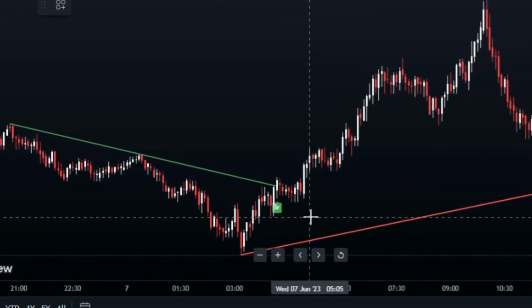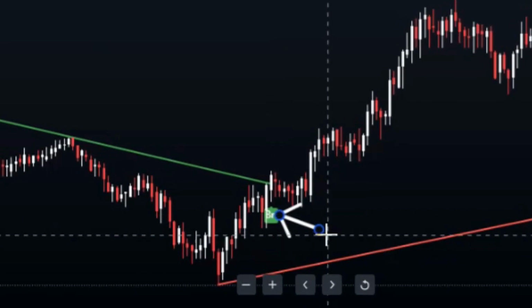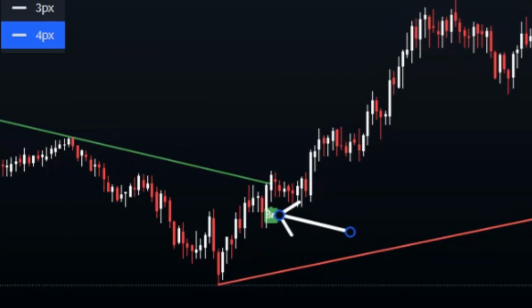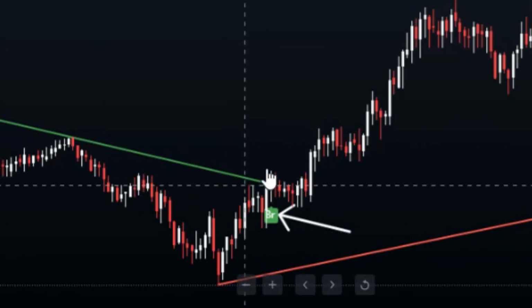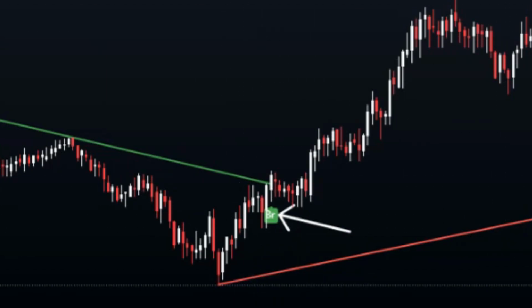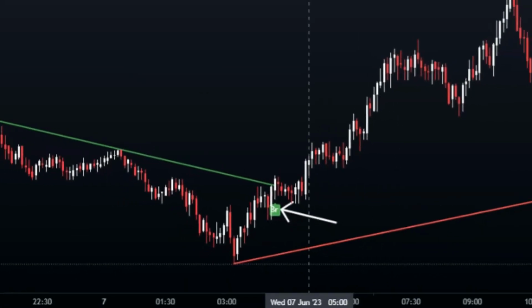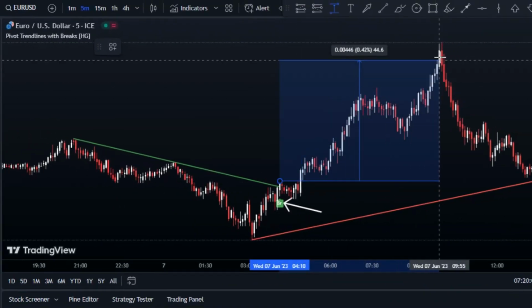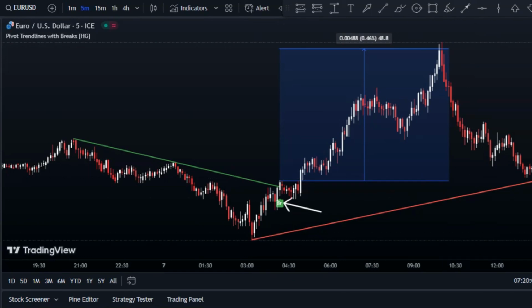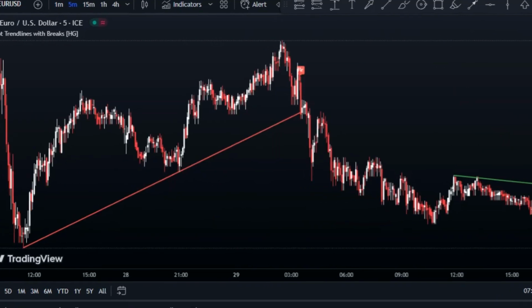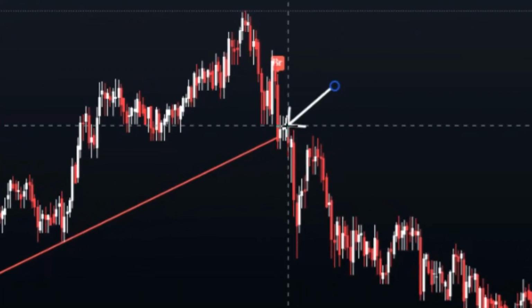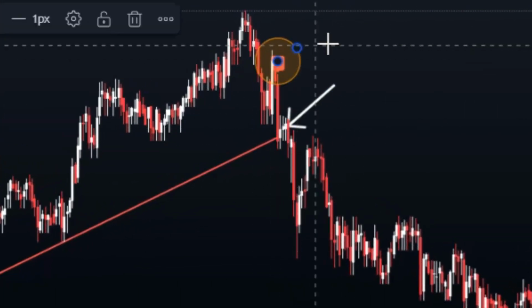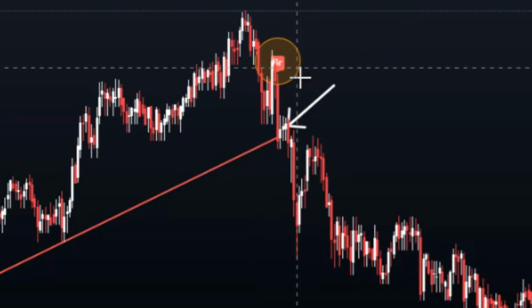Now, when the price closes above a pivot point trend line, we will get a signal to go long. And also, when a price closes below a pivot trend line, we'll get a signal to go short. This helps us enter the market right at the trend line breakout for a scalp trade.